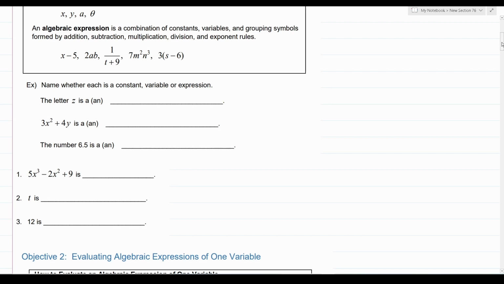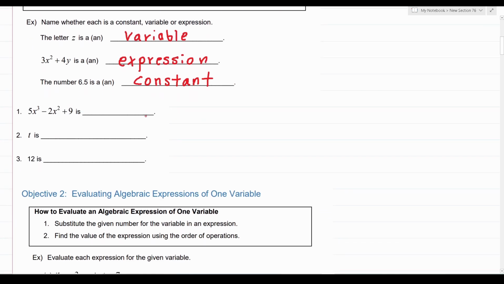And if we look at our first example here, it says name whether each is a constant, variable, or expression. So the letter Z is a variable. Again, it's a letter that represents an unknown value. And again, if you want, you can pause the video at this point. 3x squared plus 4y is an expression. Again, it's a combination of constants, variables, as well as operations. And then finally, the number 6.5 is a constant. Again, that 6.5 is not going to change.